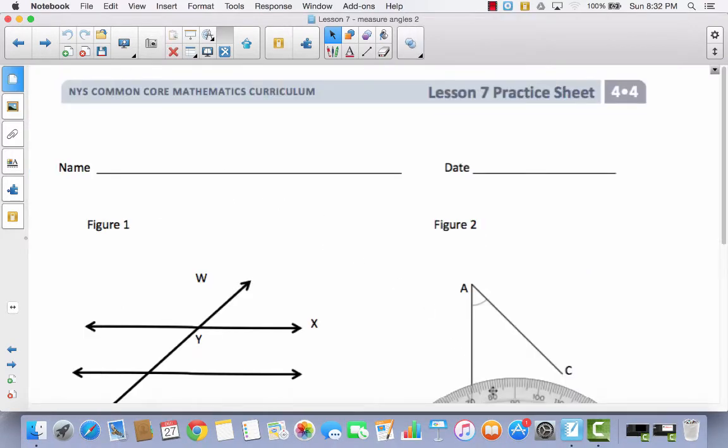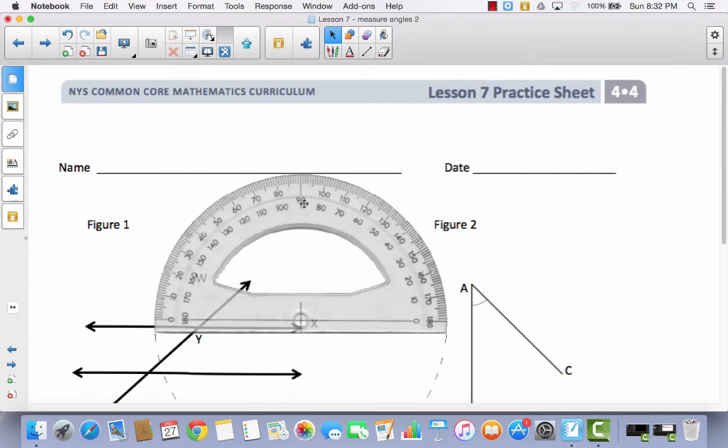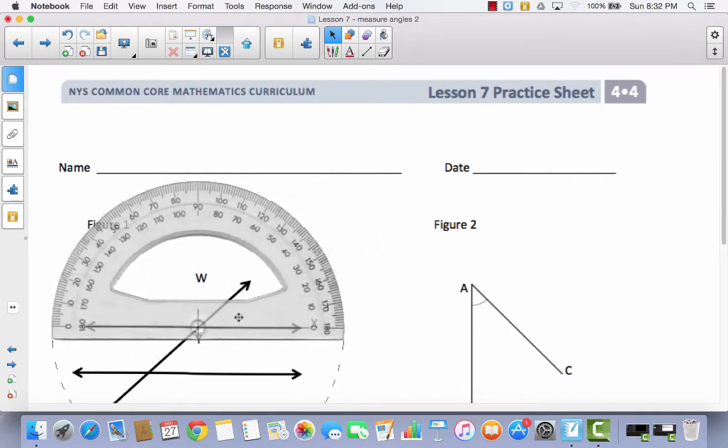Okay, so let's check how you lined up your protractor. Remember that this circle has to be on the vertex of the angle, and this is the vertex of our angle, and this is the base of our angle, so we have to set it right on there. First of all, you're going to notice that this ray does not extend all the way to the protractor. So if you remember from the last lesson, it's always a good idea to take your protractor and extend this ray so that it goes long enough so that you can see exactly where the angle measures.